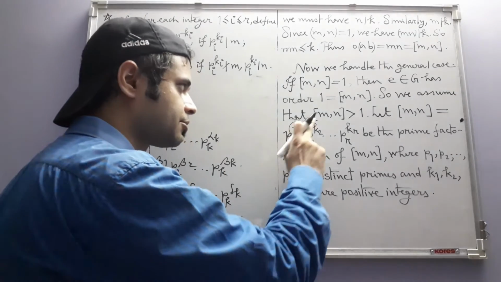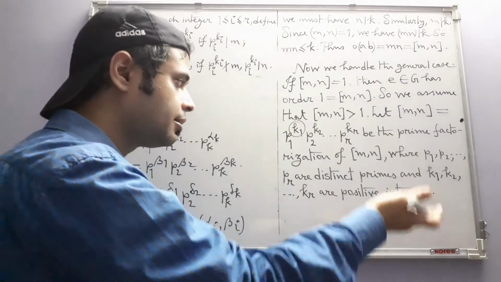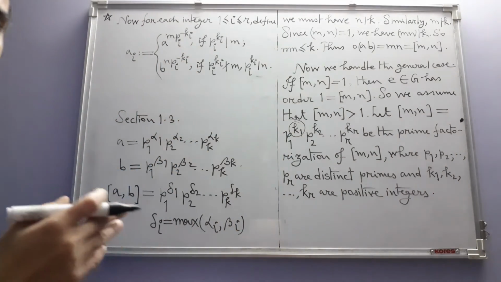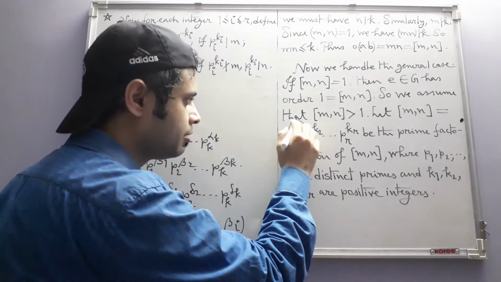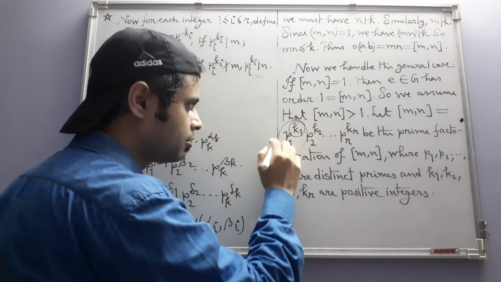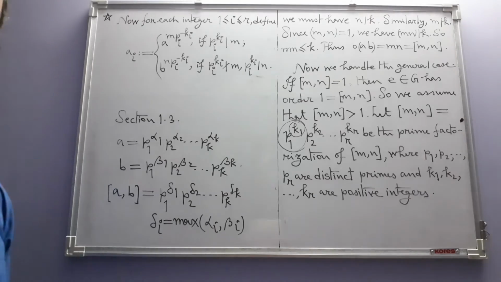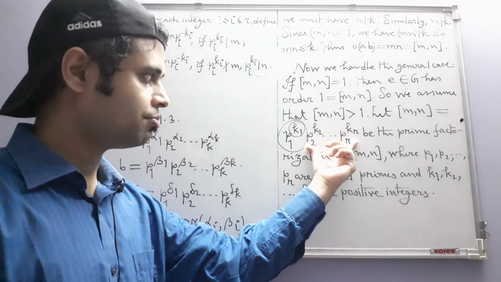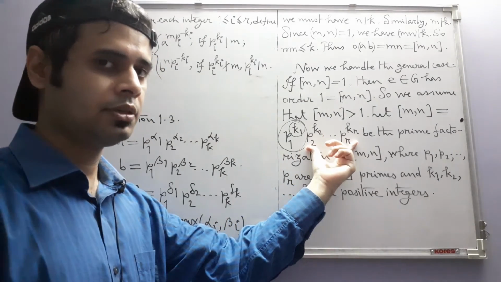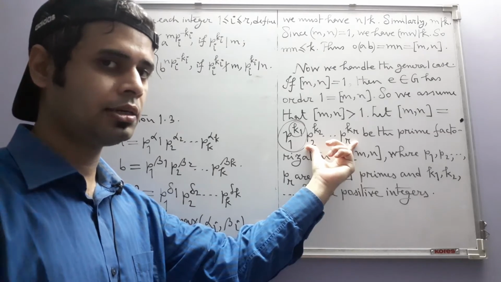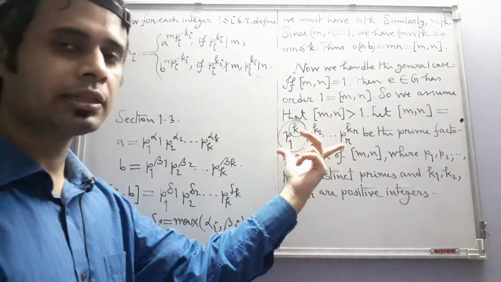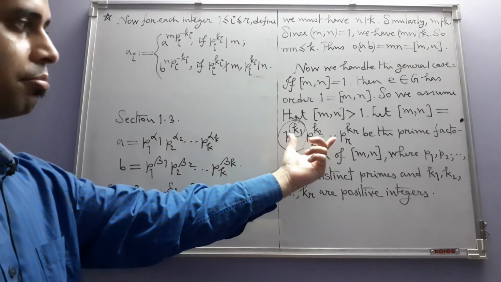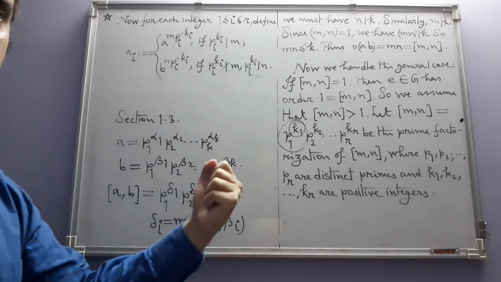If p1 does not divide m and n, or in other words, if p1 neither divides m nor n, then we can very well remove this factor. Still this will be divisible by m and n. So that will be smaller than the bigger one. So minimality of LCM will be contradicted.